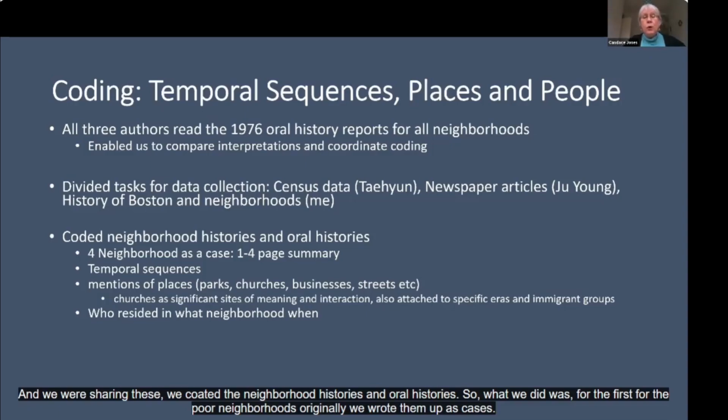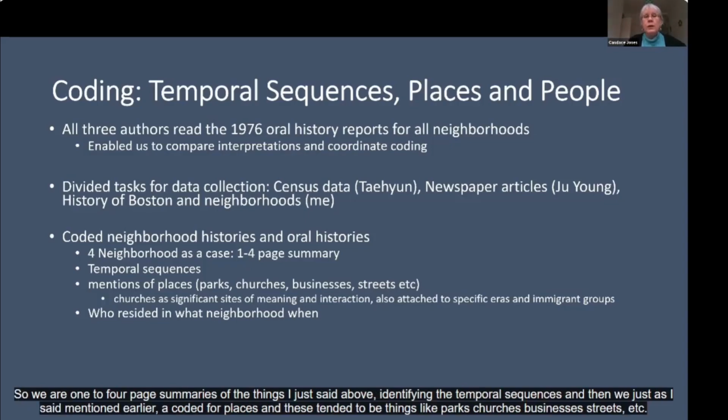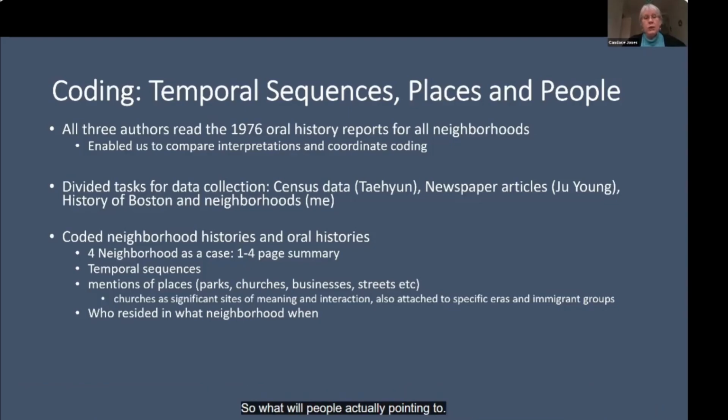So what we did was, for the 4 neighborhoods originally, we wrote them up as cases. We wrote 1 to 4 page summaries of the things I just said above, identifying the temporal sequences. And then we just, as I mentioned earlier, coded for places. And these tended to be things like parks, churches, businesses, streets, etc. So what were people actually pointing to?